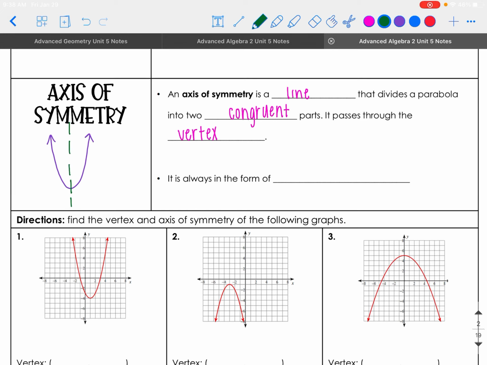If that were to be a really good parabola, not just a quick sketch, if I were to fold my paper right down that line, each side of the parabola would completely overlap each other. And so parabolas are perfectly symmetrical. That's why it's called the axis of symmetry. And when we write that line, you have to put x equals, and then it's some number. And whatever number, that's the x value of the vertex.